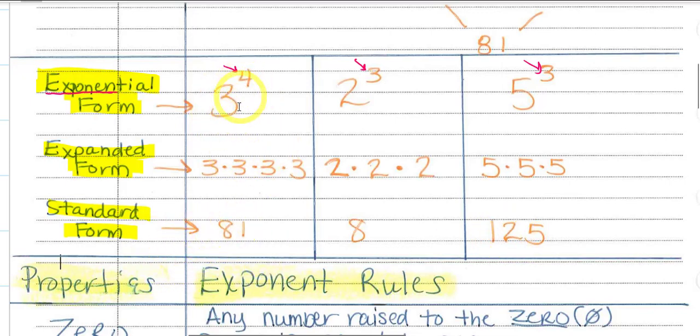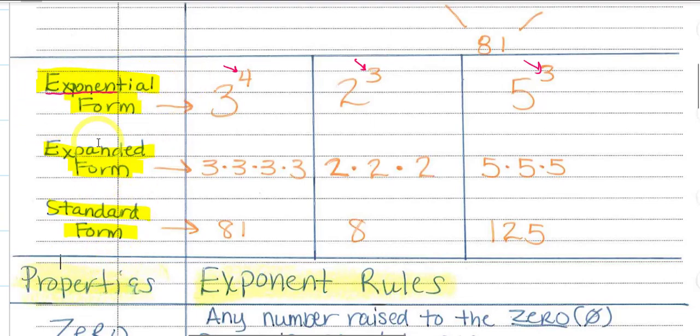So instead of writing 3 to the fourth or 3 times 3 times 3 times 3, the standard form would just be 81. For this one, it would be 8. And for this one, 5 times 5 times 5 is 125. So please make sure that you have written this down in your notebook and that you come back and review, or rewind, if you're not sure what the difference is between exponential form, expanded form, and standard form. This will be the language we'll be using in class, and you're going to want to know what that means.